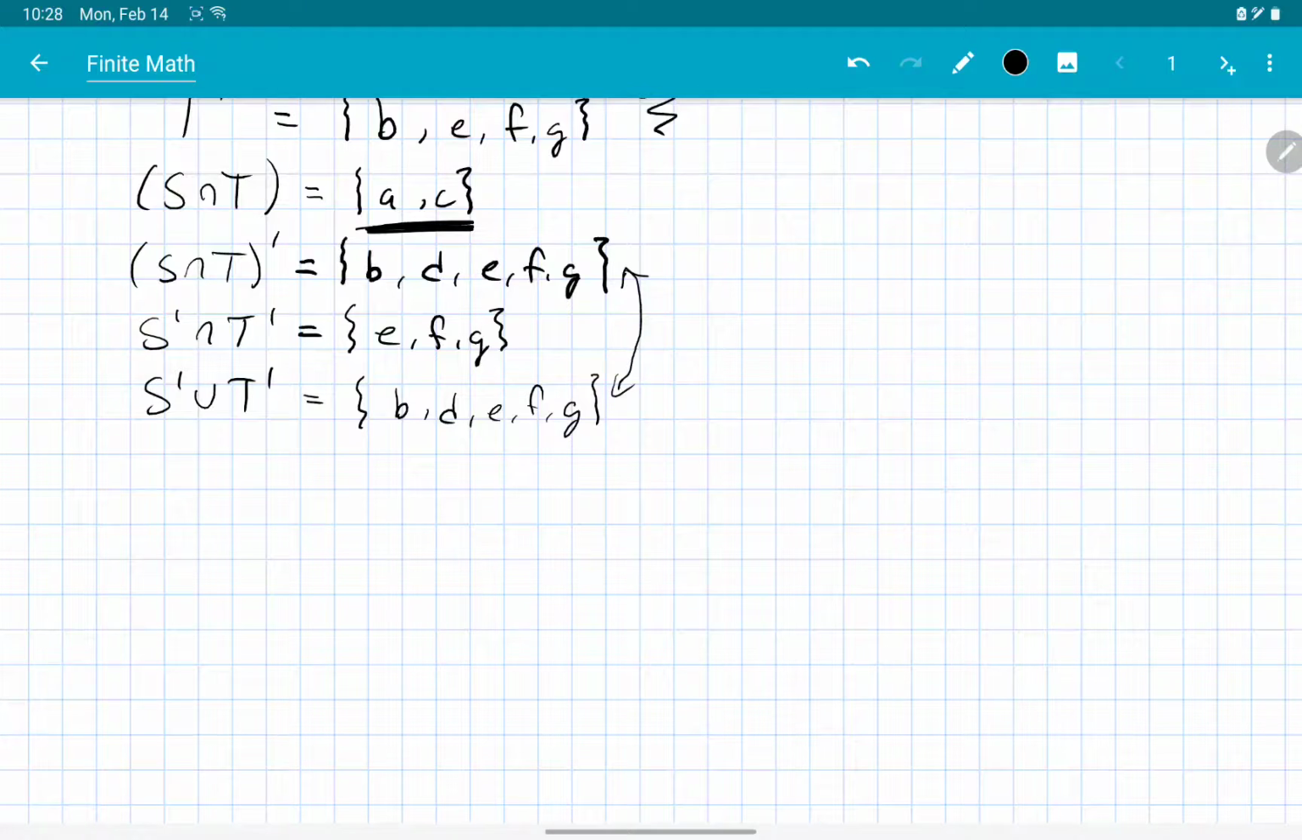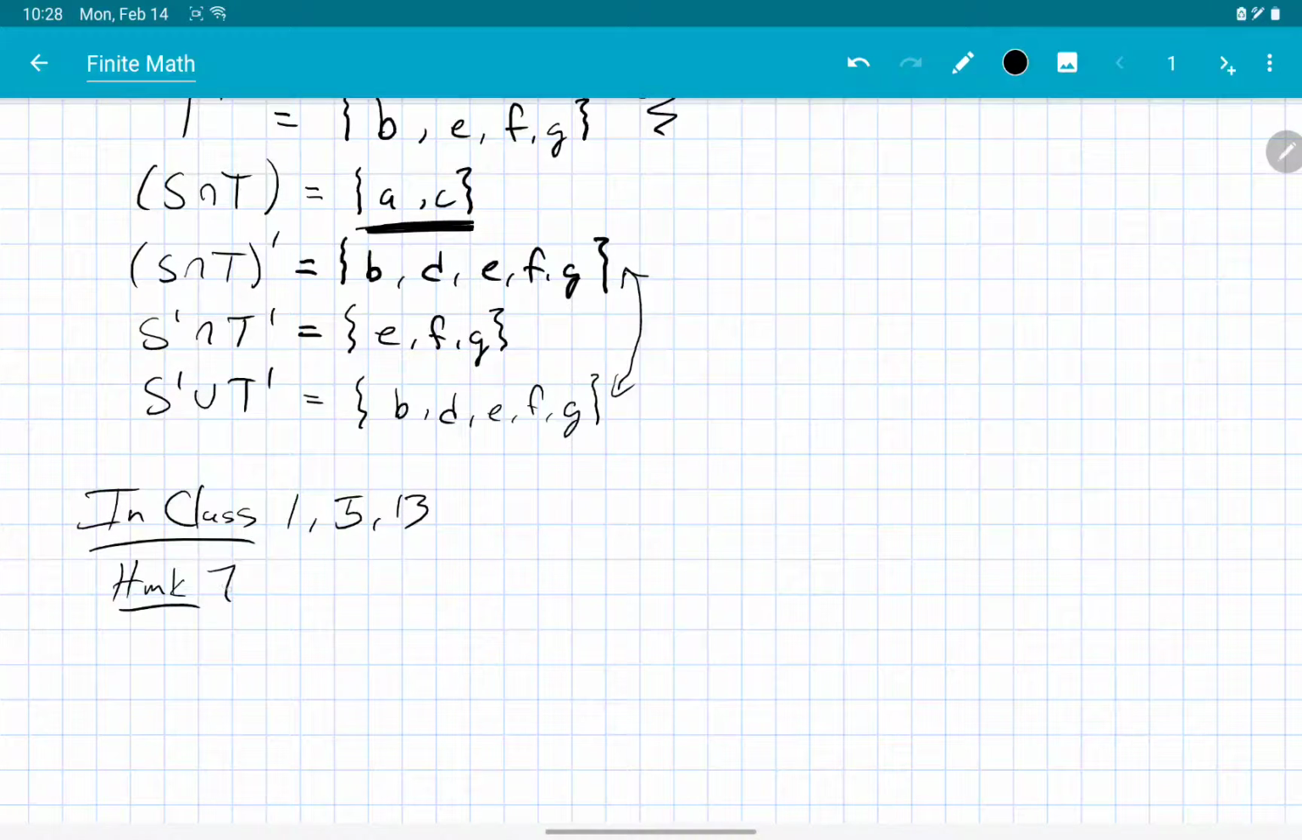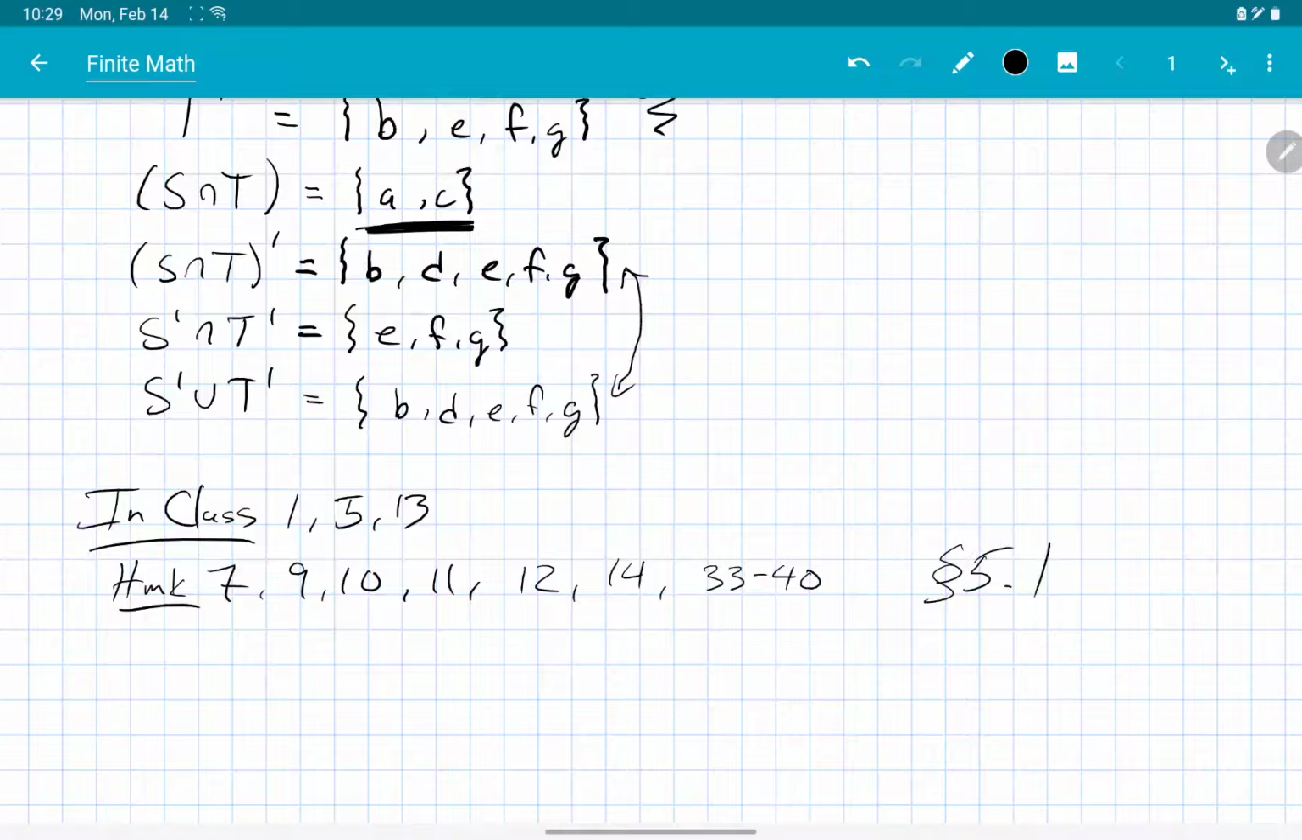Okay, so for the rest of the time in class, I'd like you to work on a few problems, and then if you get done, you can start in the homework. 1, 5, and 13. And then the homework is going to be 7, 9, 10, 11, 12, 14, and then 33 through 40. Okay, I promise it seems like a lot of problems, but I think these ones are going to go pretty quickly for you. This is section, in case you've forgotten, section 5.1, and I'll leave it up here if you want to take a look at the assignment.